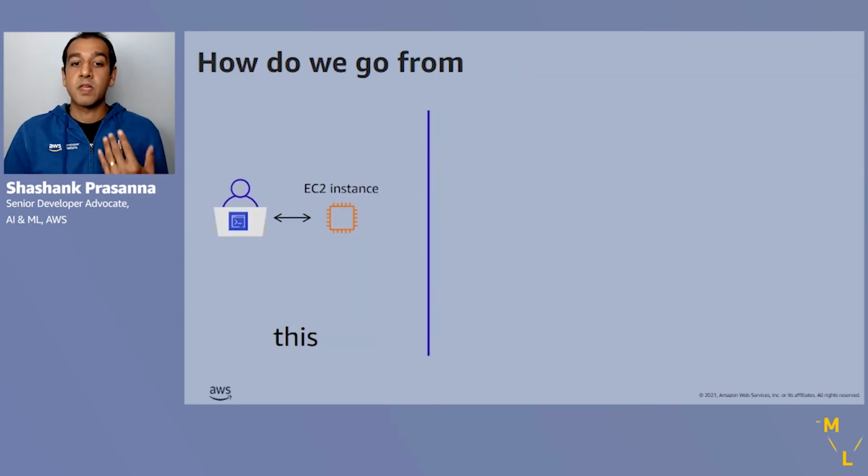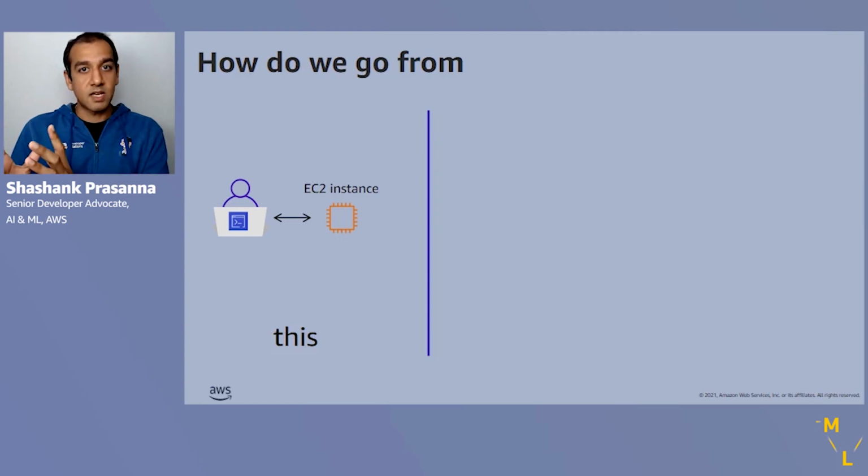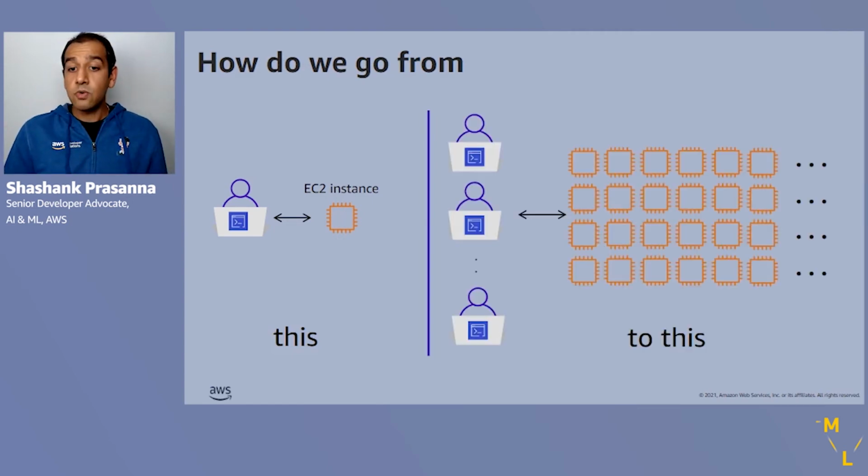So the broader question then becomes, how do you go from this model that you see here with a developer or data scientist working with a single EC2 instance to a model where you have multiple users in your team, perhaps sharing a set of infrastructure to increase utilization and to be able to scale your training or prototyping or experimentation?